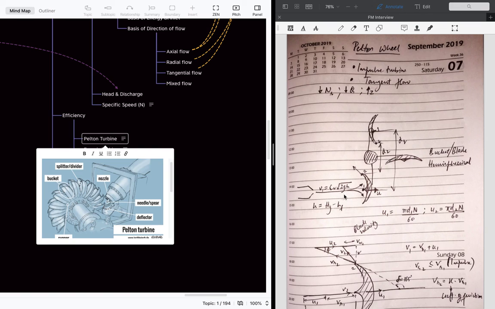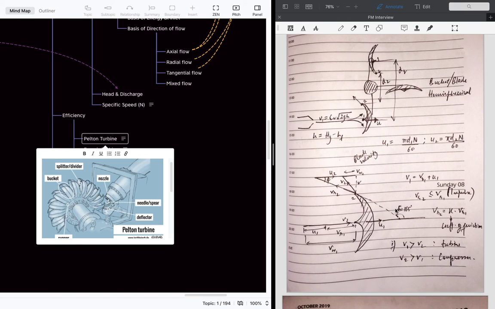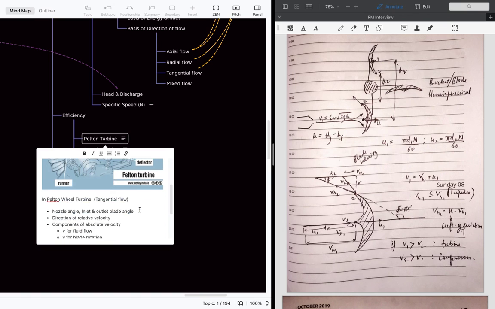Okay, the water enters here like this. So this is entry point 1 and this is exit point 2, and we know the velocity of the jet is Cv times root of 2gH, and net head is Hg minus hf, as discussed earlier, and the D1 and D2 are here for the blade velocity. Okay. So for this, how do we know the efficiency? We'll discuss that. So this is the velocity diagram for the Pelton wheel.